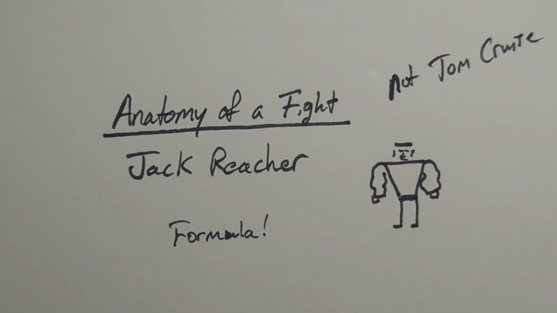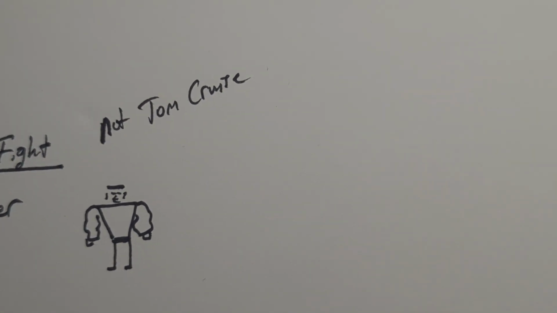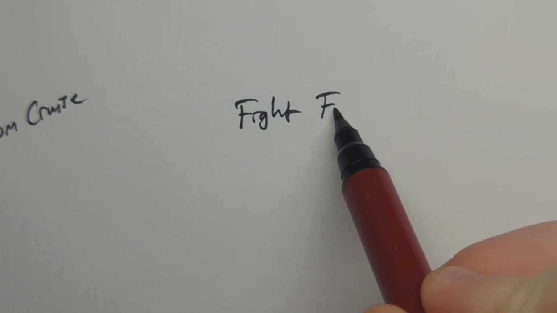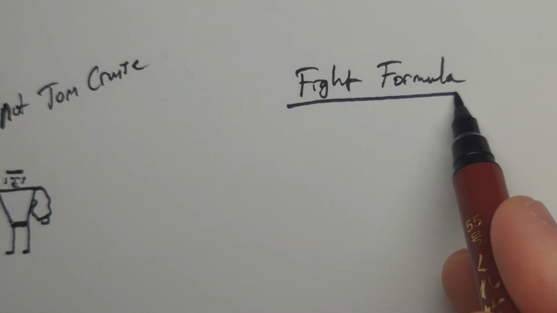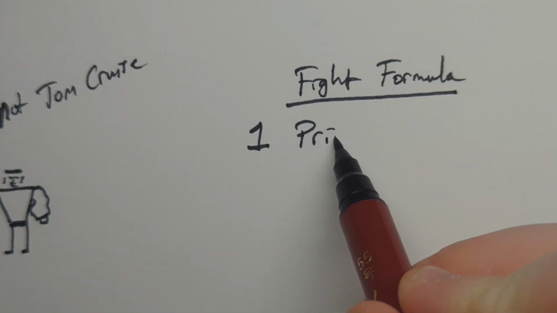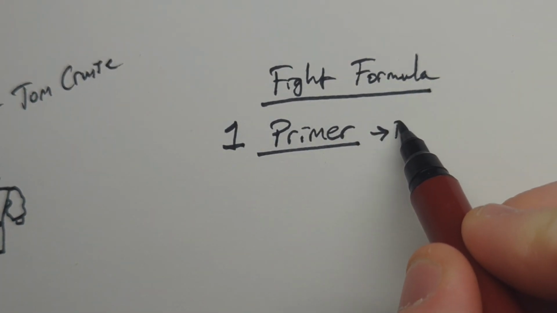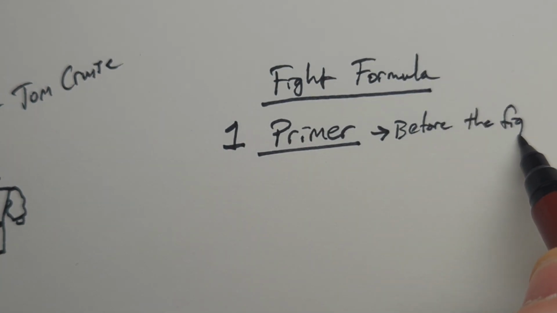So what we're going to be doing here is going through it. I've got the steps written out, so I'm going to give the outline for this formula for the fight. We'll call this our fight formula. Number one, this is what we're going to call the primer. This is what happens before the fight, what leads up to the fight.